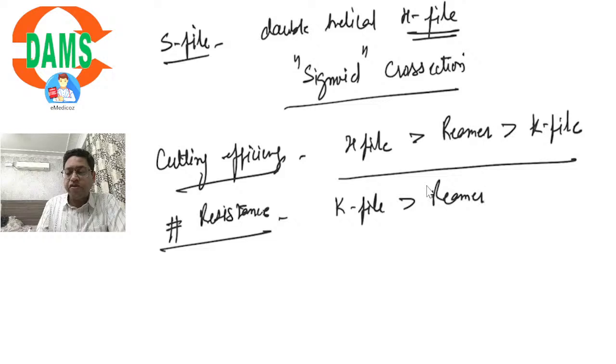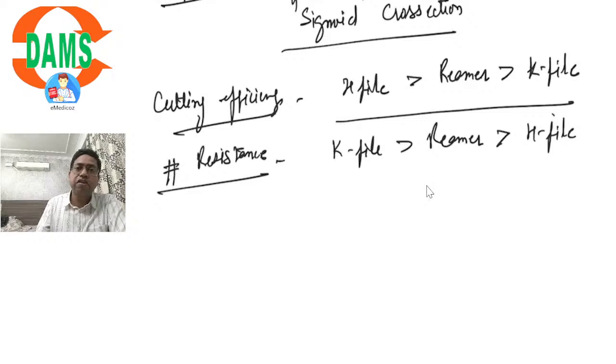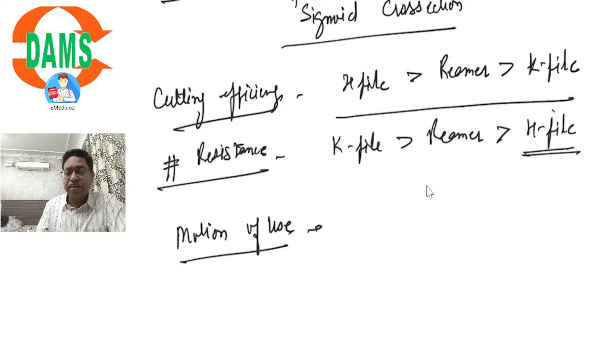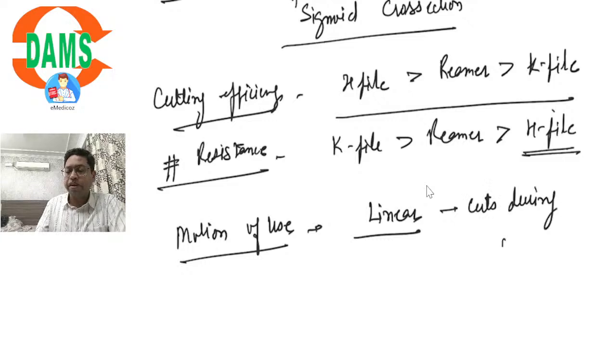Reamer is intermediate to the two in both the properties, and H file is least resistant to fracture because its core diameter is very less. It is very prone to fracture if it is rotated inside the root canal. So if I talk about motion of use for H file, it is always linear. H file should not be rotated inside the root canal, and it cuts during retraction.